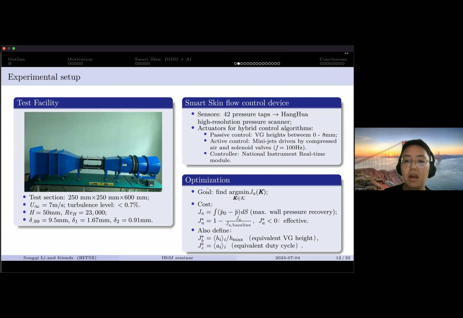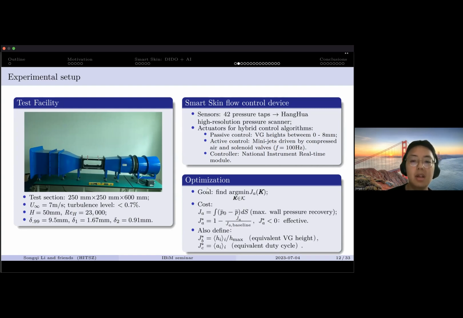For the sensors, as I said before, we connect all these pressure taps to a very high resolution pressure scanner, and this pressure scanner is directly connected to a real-time controller to achieve feedback control under a guaranteed feedback timed loop.